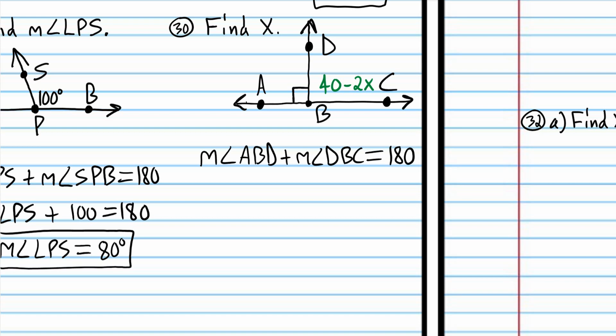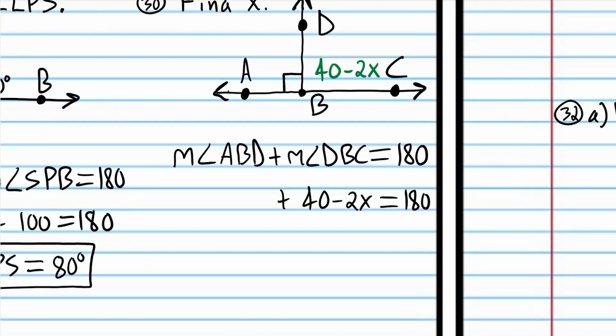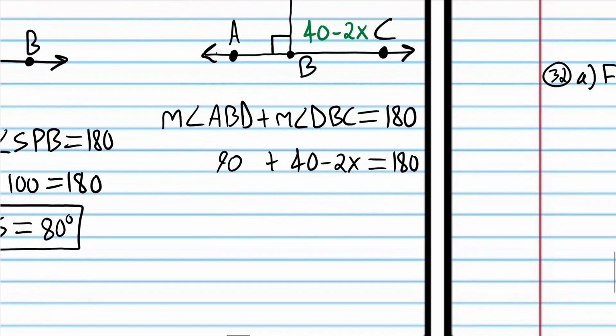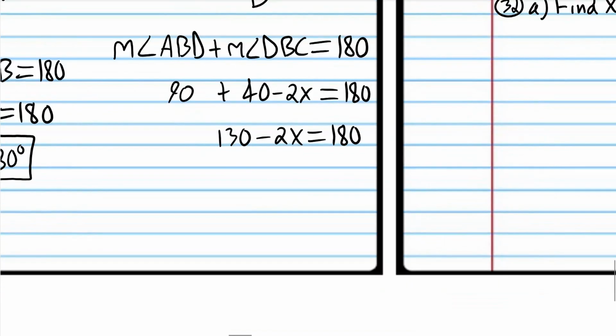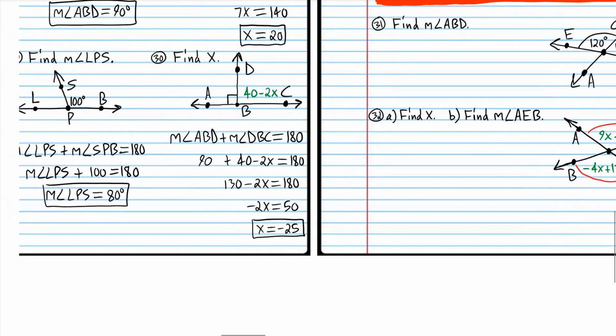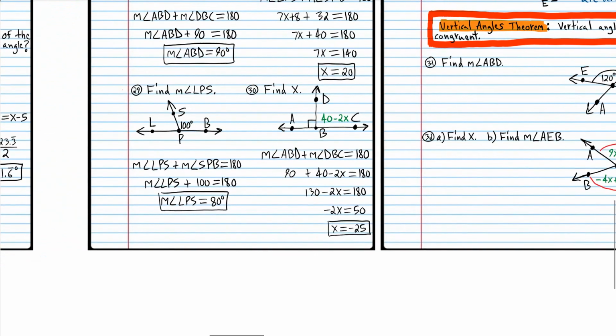We know that the measure of angle DBC is 40 minus 2x, and we know the measure of angle ABD is 90 degrees. Well, how do we know that? Well, because we see this box here. So now we add up 90 and 40, and we get 130. And we subtract 130 from both sides, and we get 50. Divide both sides by negative 2, and we get x is equal to negative 25. So there you go. If you got that one right, excellent.